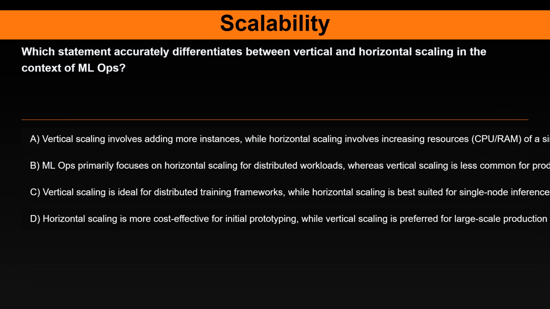distributed training frameworks, while horizontal scaling is best suited for single-node inference. Option D. Horizontal scaling is more cost-effective for initial prototyping, while vertical scaling is preferred for large-scale production deployments.